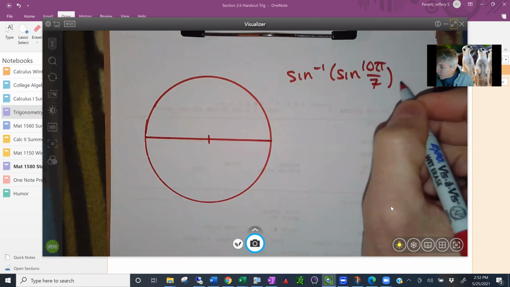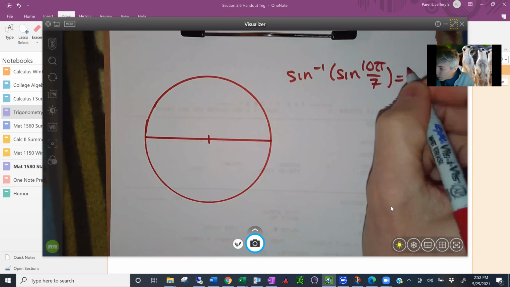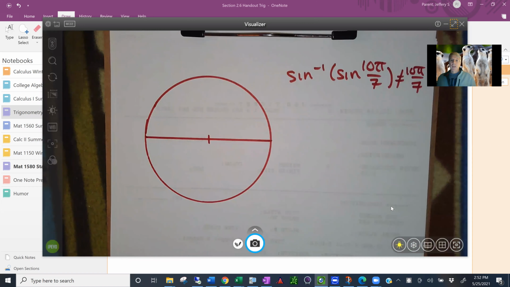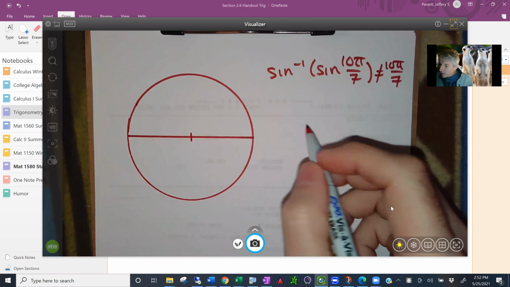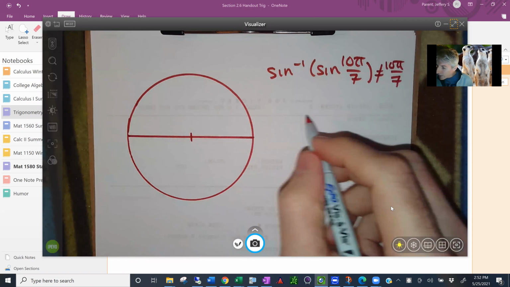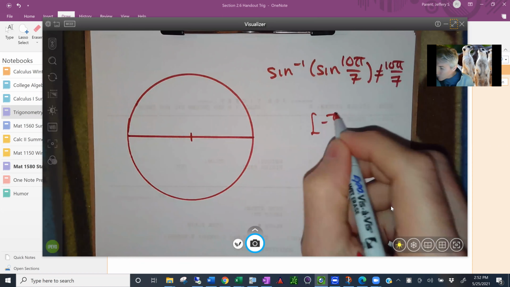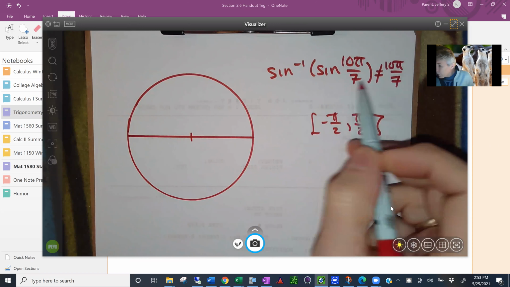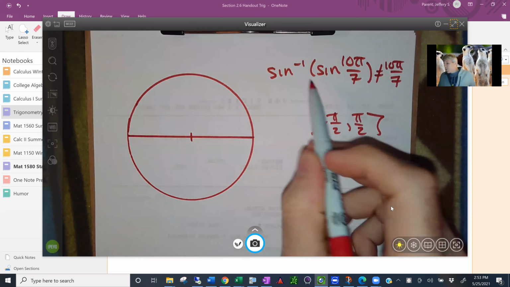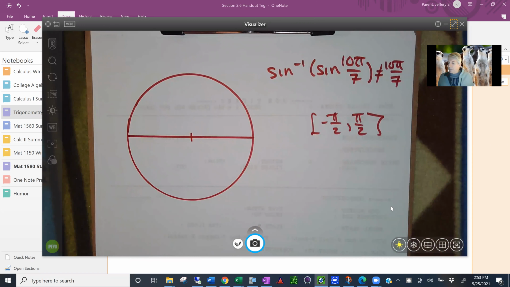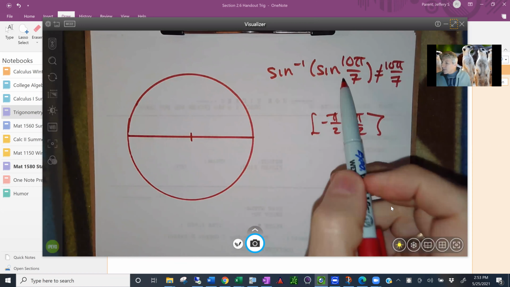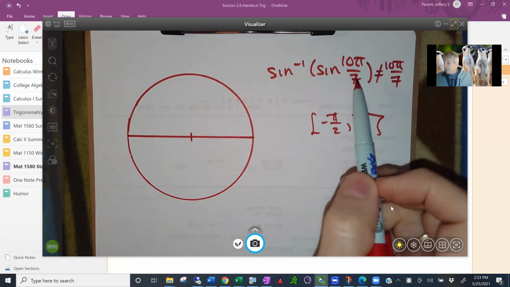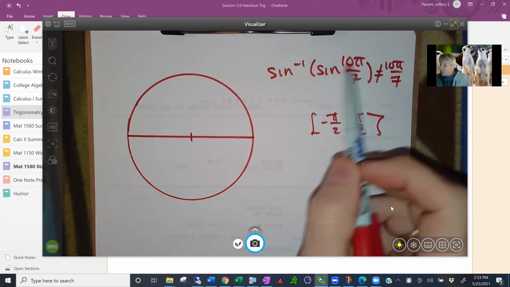So the one bummer thing about this one is that it's not going to equal 10 pi over 7. You don't get a freebie on that. Why not? Because the range of the inverse sine is going to be between negative pi over 2 and pi over 2. And since this doesn't fall in that range, these just don't quite cancel out evenly. So let's think about sine of 10 pi over 7 and figure out where 10 pi over 7 has to be as an angle.